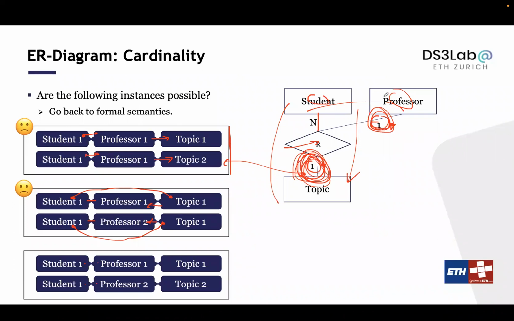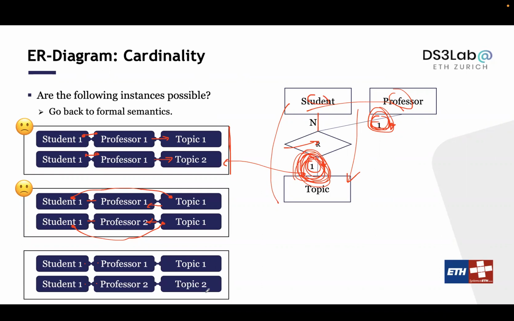So it's fine. You look at the professor constraint. Essentially it says, if you give me a unique student and topic, I can identify a professor. In this case, the student and topic pairs are different: this is student one, topic one, and student one, topic two.